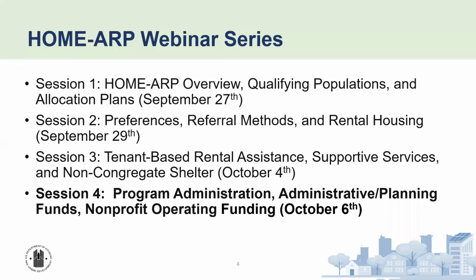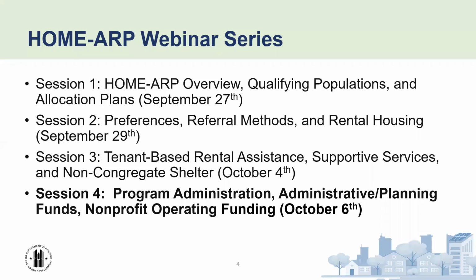In today's session, we are moving into more of the administration and operations parts of HOME-ARP. We will discuss nonprofit operating and capacity building assistance under HOME-ARP. We'll also discuss the 15% administration and planning allowance available to PJs. Finally, we will discuss the PJ's administration of its HOME-ARP program, including its responsibilities, written agreement and record-keeping requirements, financial and grants management, and reporting requirements.